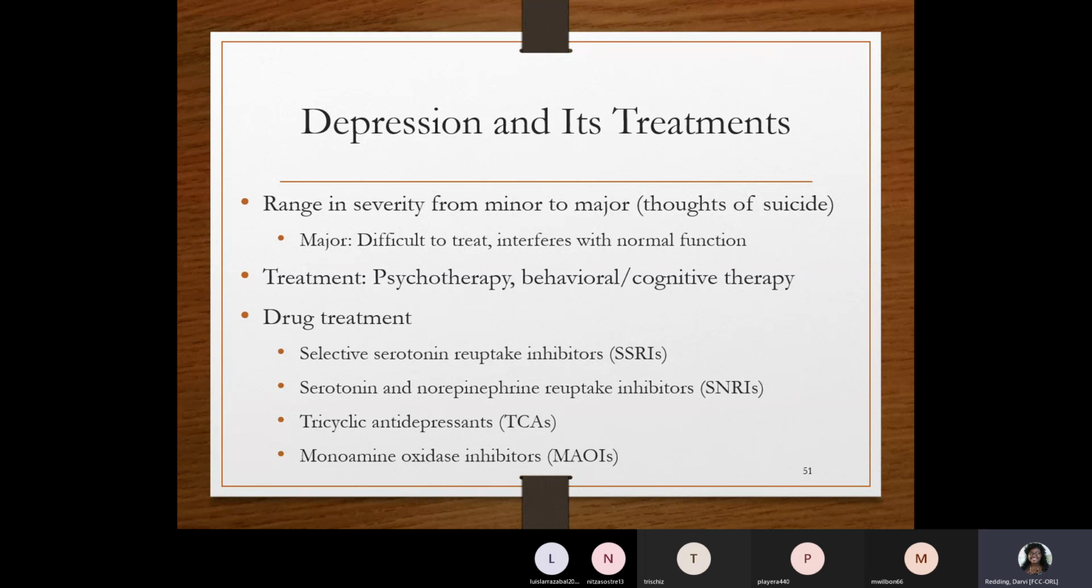Now, there are different drugs that will help with depression, different classes. Examples of the drug classes would be SSRIs, SNRIs, TCAs, and MAOIs. So all of those are different drug classes. SSRIs is selective serotonin reuptake inhibitor. SNRIs are serotonin and norepinephrine reuptake inhibitors. TCAs are tricyclic antidepressants, and MAOIs stand for monoamine oxidase inhibitors.